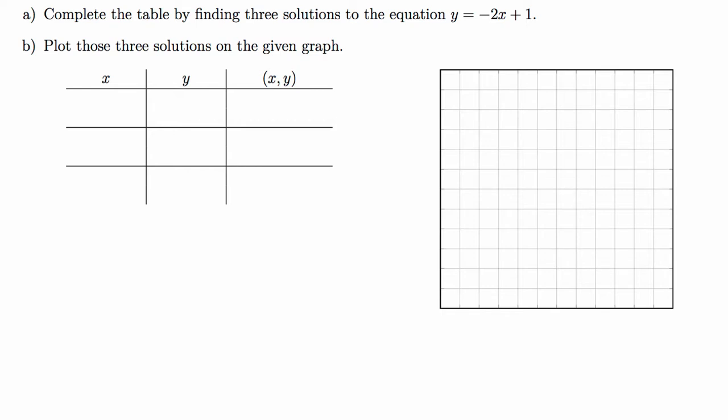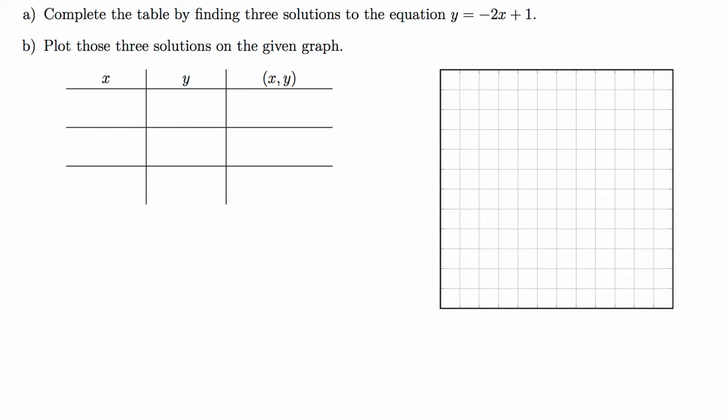Now it's your turn to try this example. Complete the table by finding 3 solutions to the equation y equals negative 2x plus 1, and in part B, plot those solutions on the graph. If you have not done this one already on your own, please stop the video, complete this in your lecture notes packet, then return to the video to check your work.